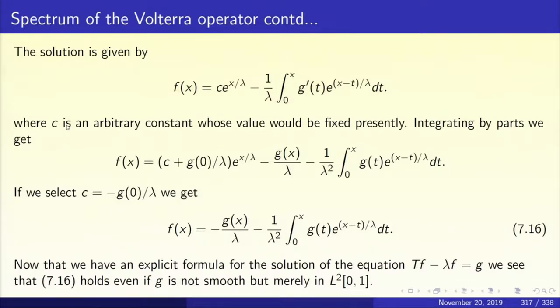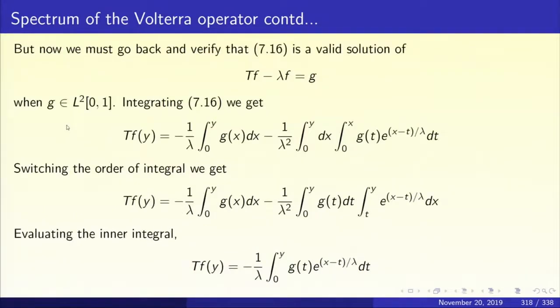So how do we check that 7.16 works even when G is only in L2? We must directly put it in 7.15. Namely, we must substitute this f in the equation Tf minus lambda f equal to G and see whether we get a correct equation, see whether it satisfies. Okay, so let us do that.